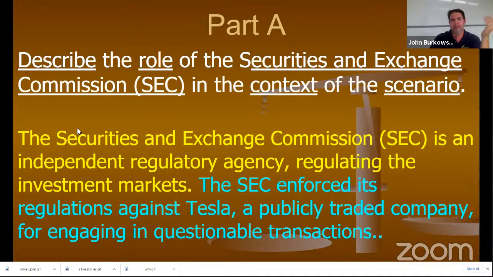The Securities and Exchange Commission serves as an independent regulatory agency regulating the investment markets. Or you could also say the stock market. Describe it. The SEC enforced its regulations against Tesla, a publicly traded company, for engaging in questionable transactions or questionable investment actions. That is describing what's happening inside the scenario. So I'm just identifying and describing what happened in the scenario. Yeah. So it's like the scenario is giving me the answer.